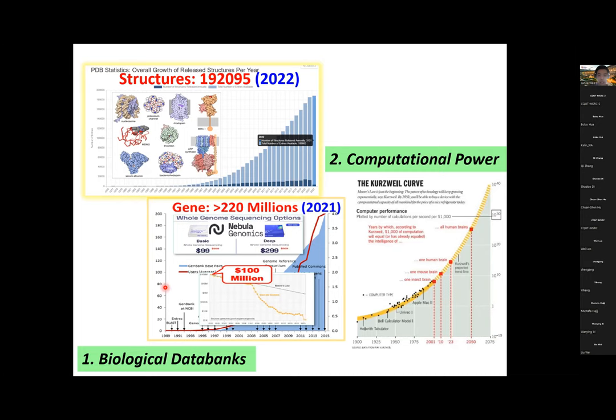And the other data bank is the GenBank. There are also more than 220 million gene sequences inside there. Previously in the 1990s, it took about 100 million to decode these gene sequences, but nowadays it's getting cheaper and cheaper. And with the rise in computational power, with things like our smartphones and computational devices, the technology that we need nowadays is more readily available, and we can make use of the computational power to compute many of these mathematical concepts that we can incorporate to help in these biological applications.